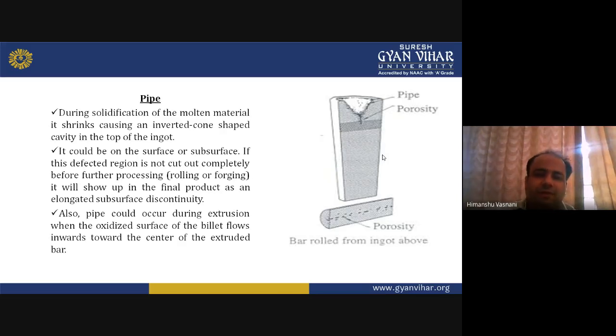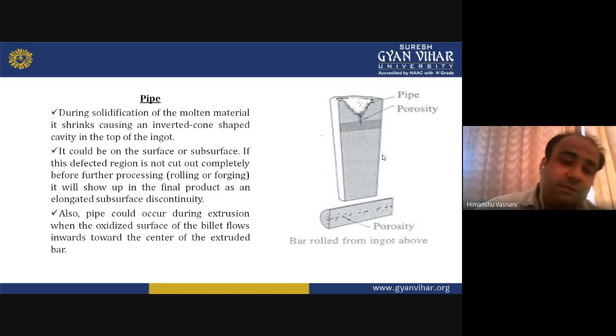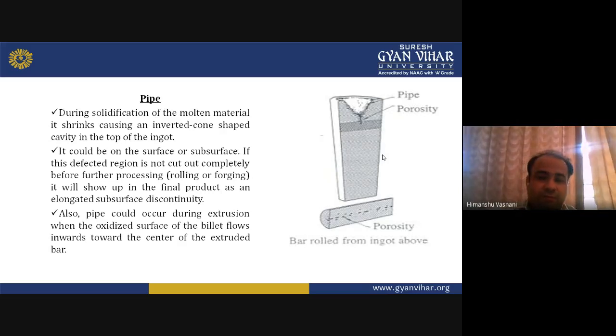Okay, these are inherent discontinuities, cold shut and pipe. These problems occur during casting, but if they can be removed at an earlier stage, then the problems that could arise further after processing can be stopped.